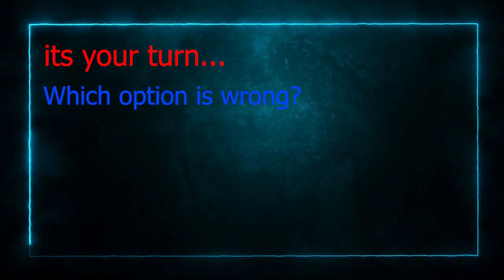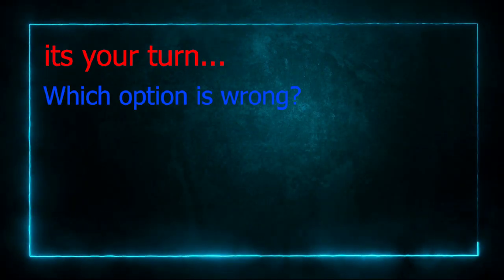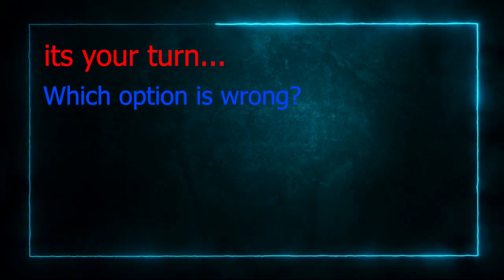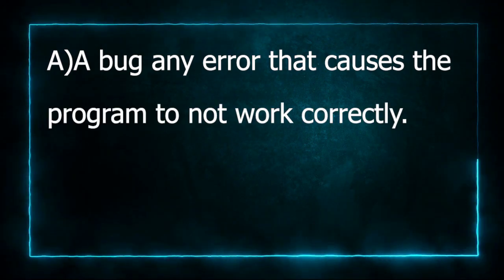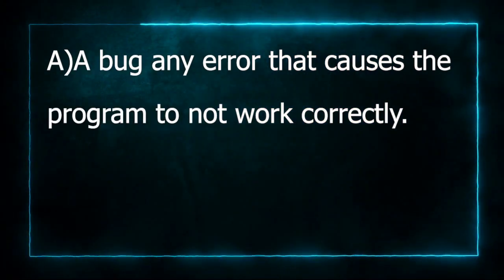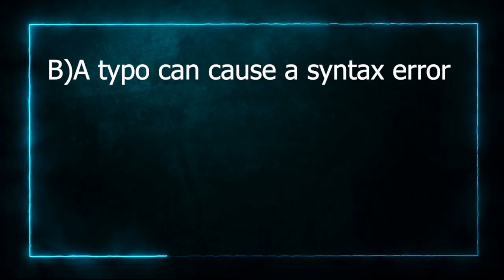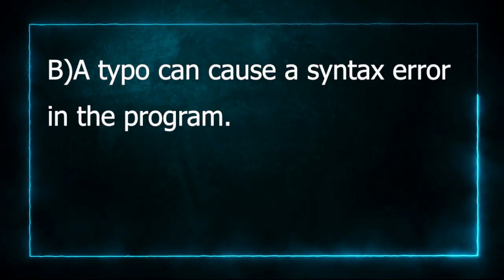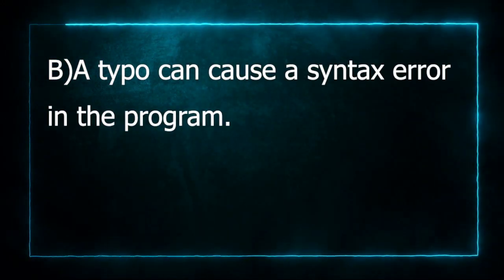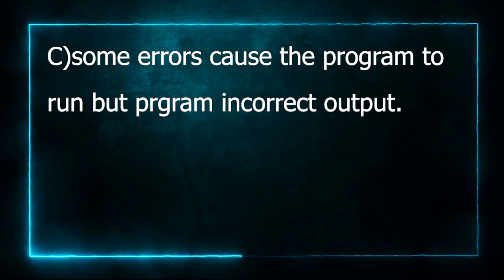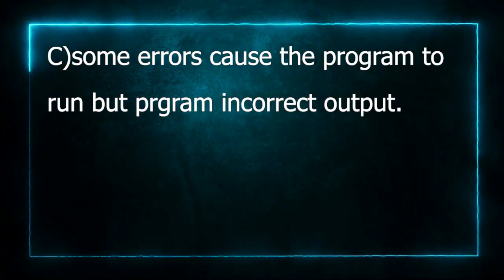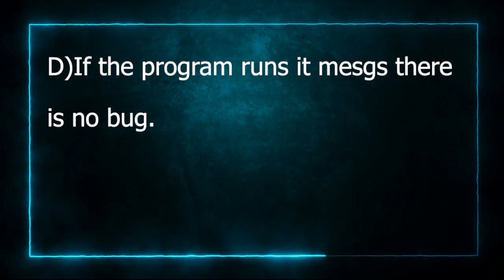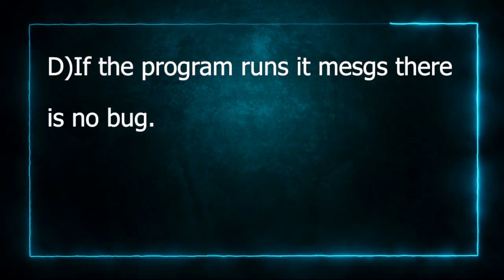It's your turn. Which option is wrong? A. A bug is any error that causes the program to not work correctly. B. A typo can cause a syntax error in the program. C. Some errors cause the program to run, but produce incorrect output. D. If the program runs, it means there is no bug.